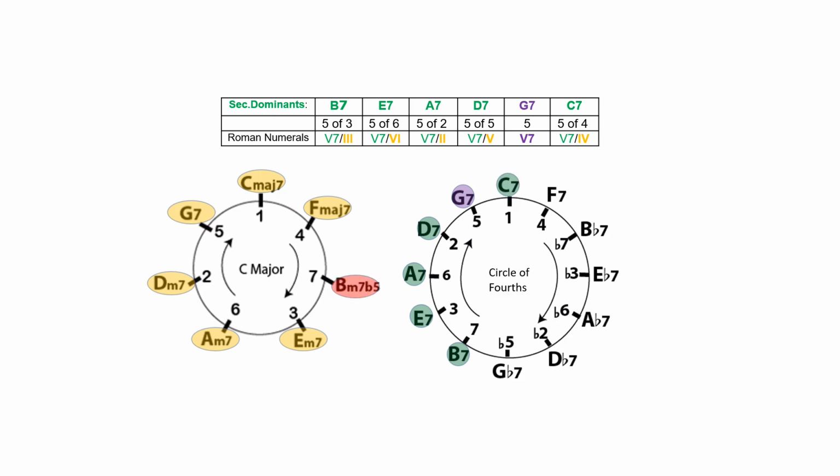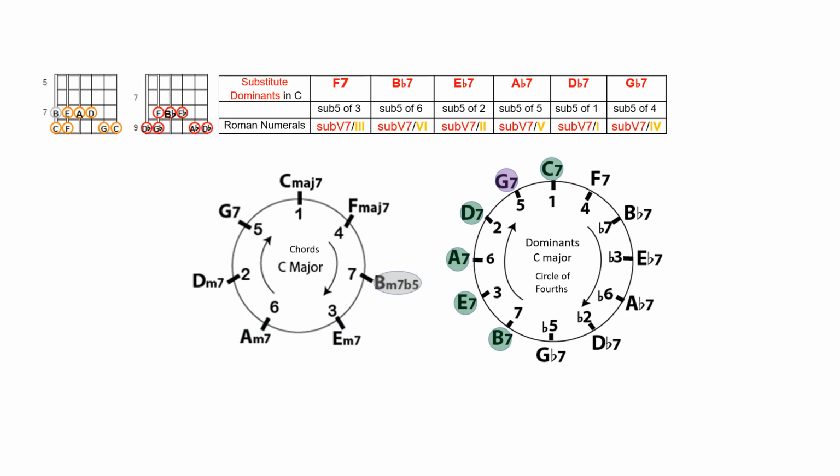B minor 7 flat 5, is the only chord with a flat fifth, instead of a natural fifth. F7, a diminished fifth above B, is not a secondary dominant, but a substitute dominant. There are 2 ways to identify a substitute dominant, also known as sub-5.